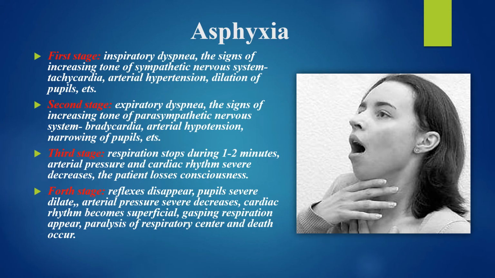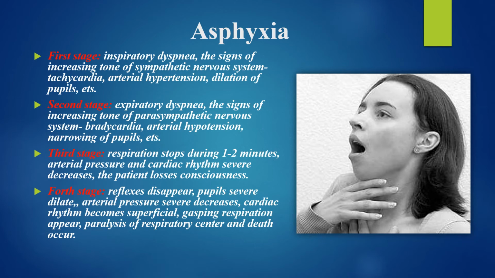In these pathologies, four stages of asphyxia are distinguished. You see the main characteristics of each stage in this slide. The first stage is characterized by an acute increase in the activity of the respiratory center, and inspiratory dyspnea occurs. The second stage is characterized by weakening of the respiratory center, and expiratory dyspnea occurs here. In the third stage, breathing stops for 1-2 minutes. Respiratory arrest is associated with a delay in the activity of the respiratory center.